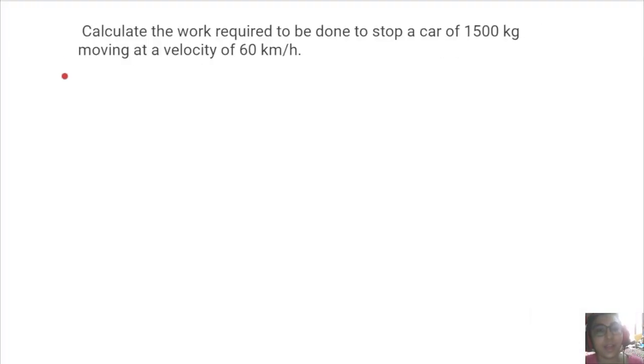Okay. In the next question, it's given to calculate the work required to be done to stop a car of 1500 kg moving at a velocity of 60 km per hour. So when we had discussed kinetic energy and work, we had formulated an equation. What we had said was basically that the amount of work that is done to change the velocity of an object is basically the work done to change its kinetic energy, right?